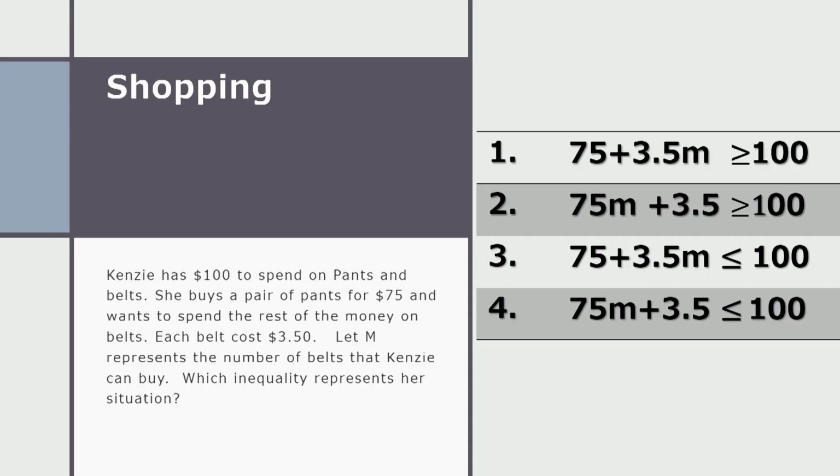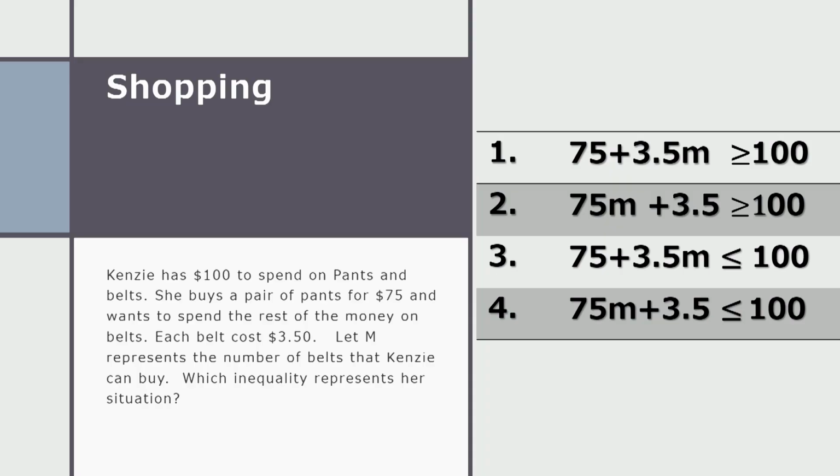Good job. Shopping. Kinsey has $100 to spend on pants and belts. She buys a pair of pants for $75 and wants to spend the rest of her money on belts. Each belt costs $3.50. Let M represent the number of belts that Kinsey can buy. Which inequality represents her situation?